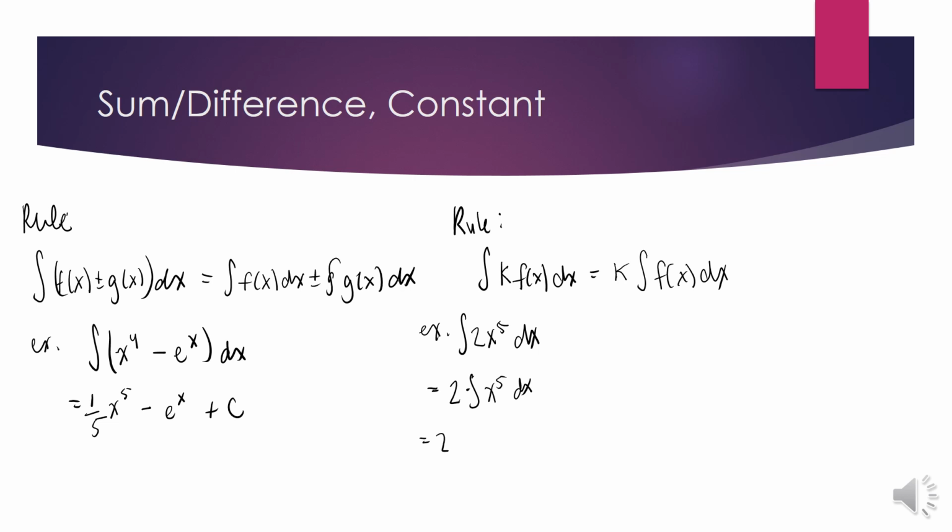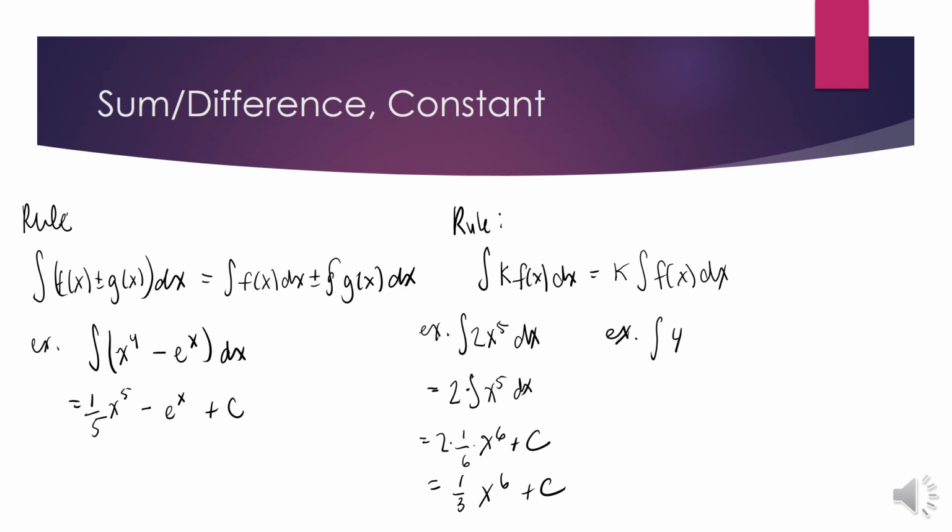So the antiderivative of x to the fifth, I would add 1 to my exponent and get 6. But then don't forget, divide by that new exponent, and this is all multiplication. We also have a plus c out here. 2 times 1/6 is 1/3, so 1/3 x to the 6 plus c.